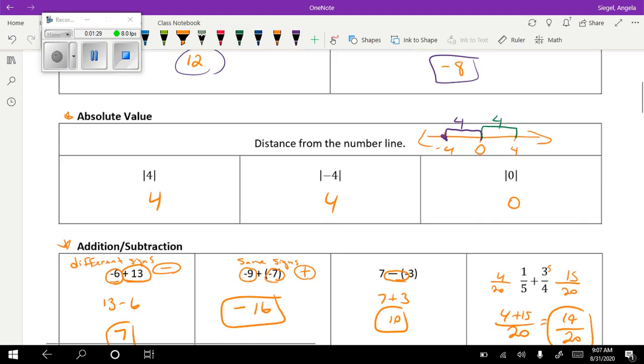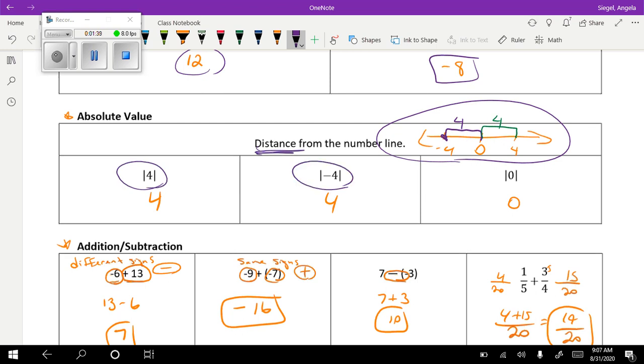The next thing I want to talk about is absolute value. Just make sure that you know that it is a distance. And so I have this diagram here. So this answer is the same as this answer because they're both 4 away from 0 on the number line. So the absolute value of 0 is just 0.